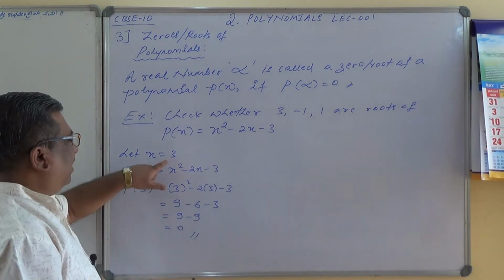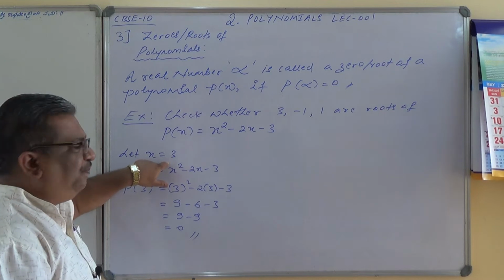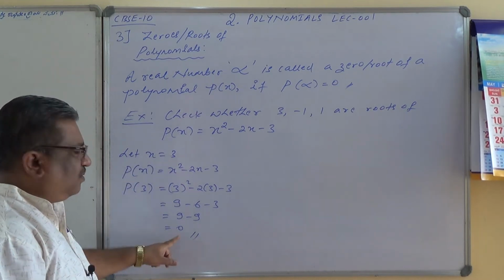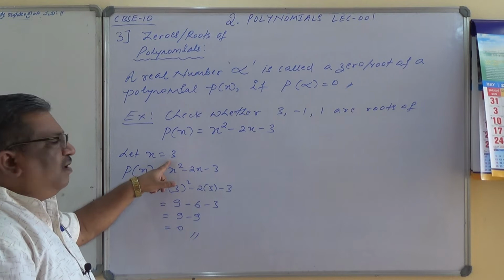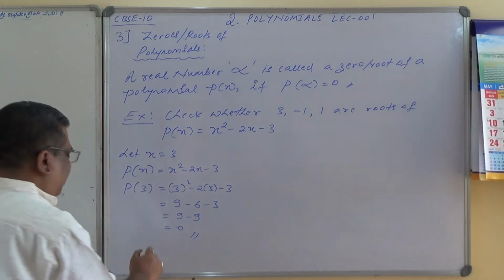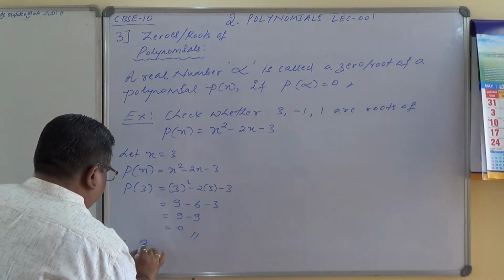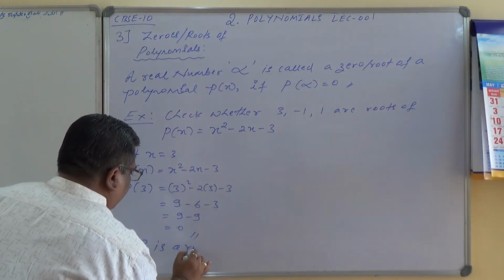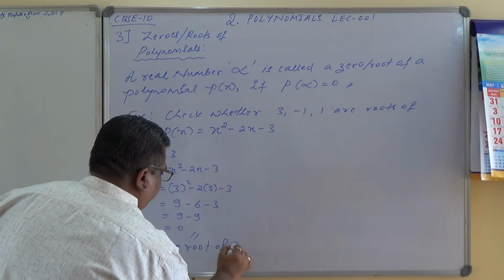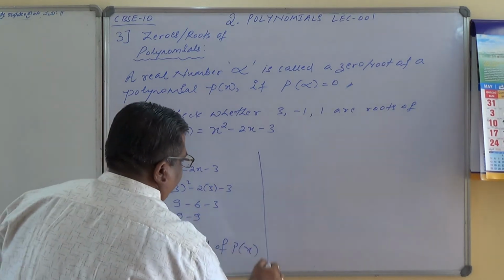So if the value of x is substituted as 3, then the given polynomial reduces to 0. Hence x equals 3 is called the root of a polynomial, or 3 is called the root of a polynomial. Therefore 3 is a root of P of x. Let us check the next one.